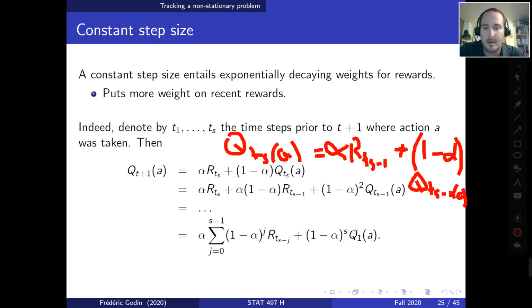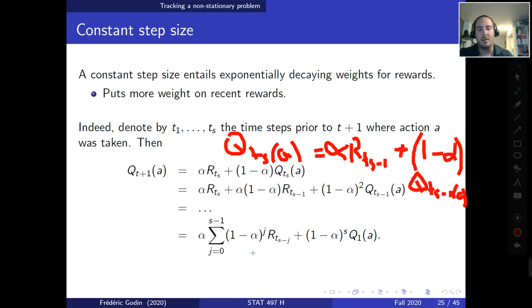Okay, so S is the number of times action A was sampled prior to time t. So we can see that if we apply a constant step size in the previous recursion formula, then the current estimate of the expected reward for action A is a linear combination of previous rewards obtained from action A. But here the weights are not constant. We can see that they're exponentially decreasing with the number of times the action A was selected.